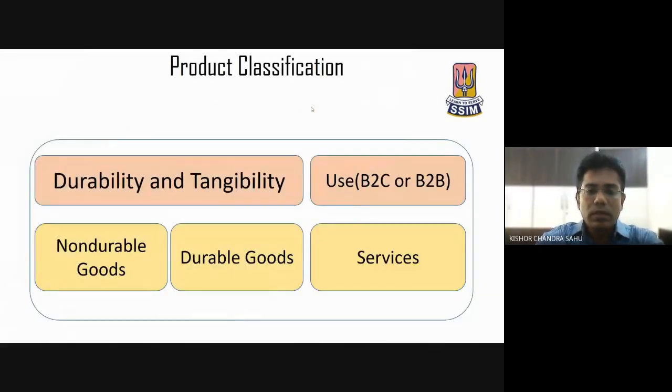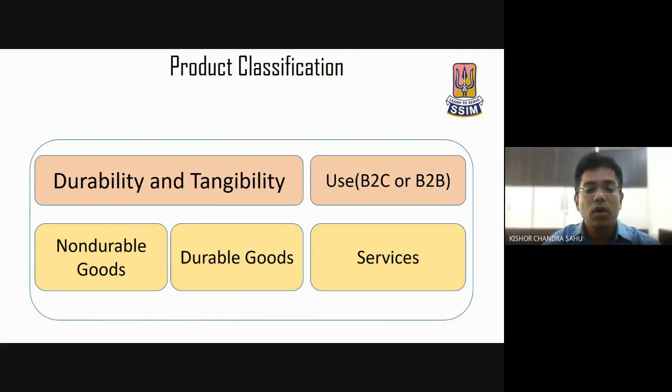Now, coming to the different types of product classification, based on durability and tangibility, we can classify them into durable products or non-durable products. What is durability? If a product exists for a long period of time and is fit for use, it is called a durable product. Durable goods can be anything which can be used for many years. For example, your color TV, refrigerator, washing machine, vacuum cleaners, etc.